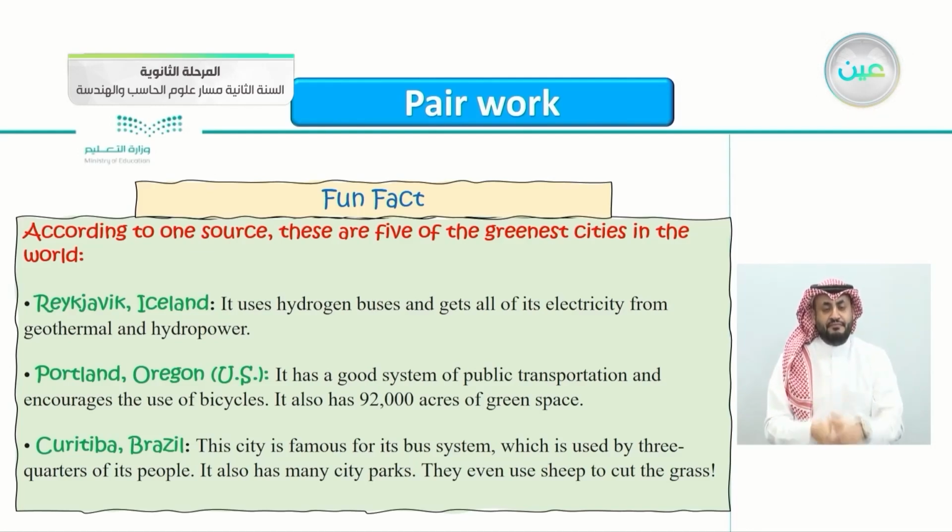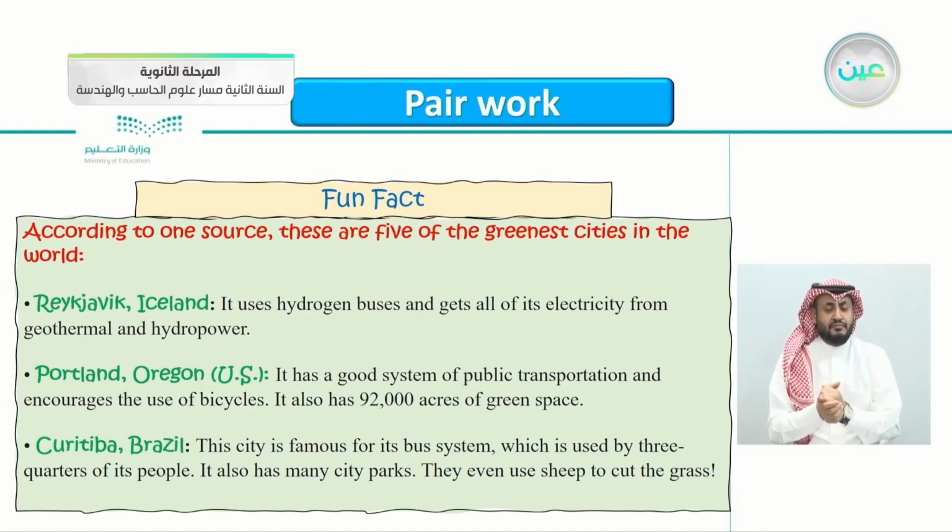Portland, Oregon in the US has a good system of public transportation and encourages the use of bicycles. Try to use more bicycles to save the environment. It also has 92,000 acres of green space.